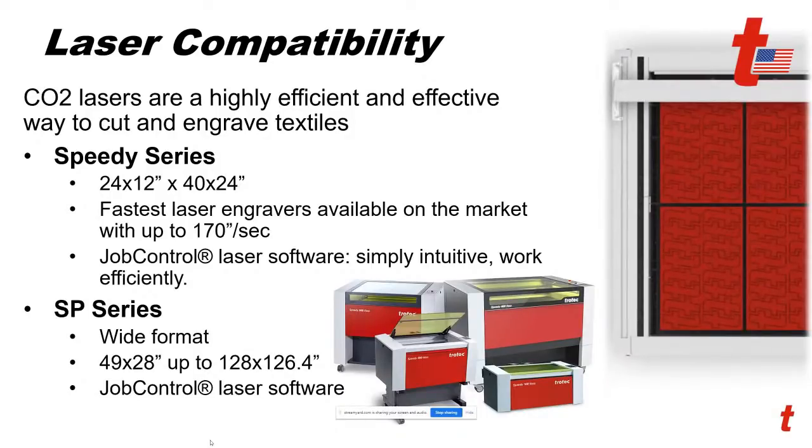Trotec makes the Speedy and the SP series, which are the most popular models for that. Speedy series is 12 by 24 up to 40 by 24. It is the fastest laser engraver on the market with up to 170 inches per second. JobControl software is intuitive software that allows you to work efficiently. If you want to go larger than that, we have our SP series, which is a wide format, and it'll go out to up to 128 by 126 inches. So large formats, bolts of fabric can be processed with it, as well as the smaller machines, both of which use JobControl.